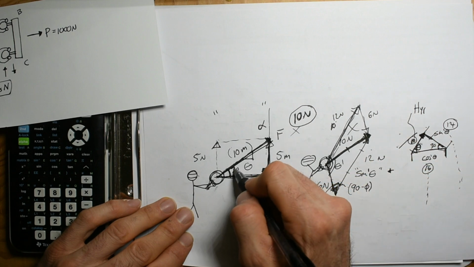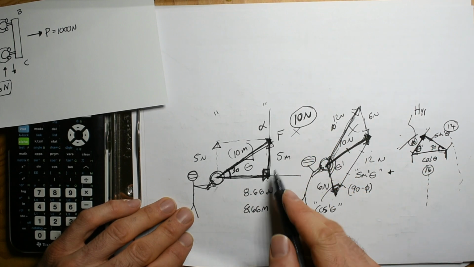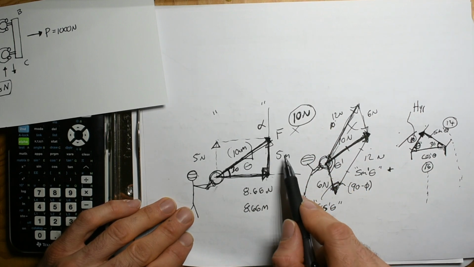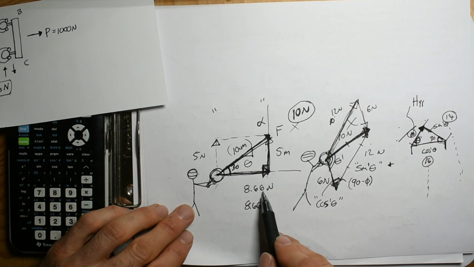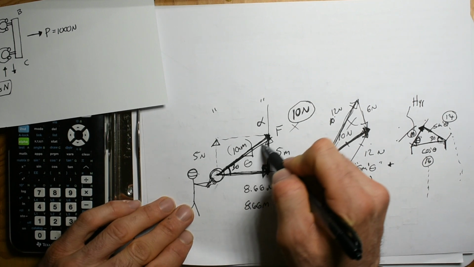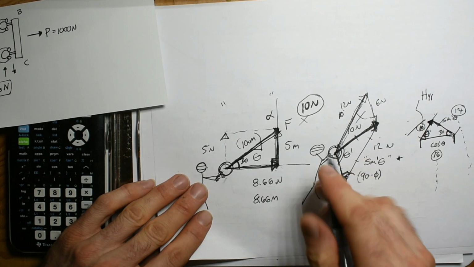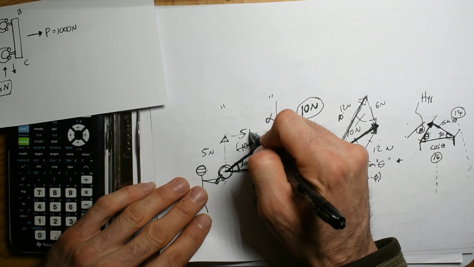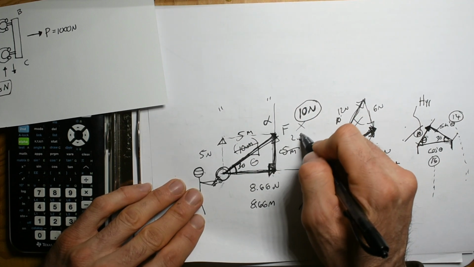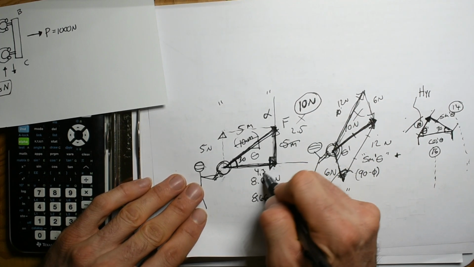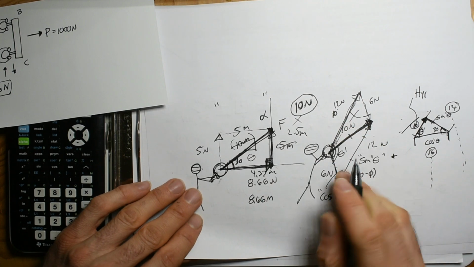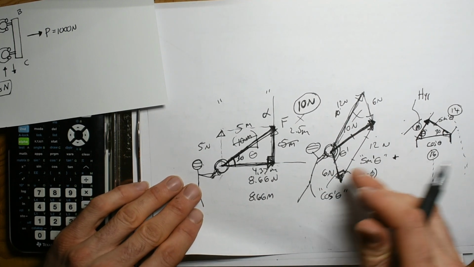So there you go. If this was 30 and it was 10, this component is going to be 5 newtons. This component is going to be 8.6 newtons. If you made a triangle that size, let's make a triangle that's 5 meters. Well, this would be 2.5, and this would be 4.33 meters. And so yeah, that's kind of interesting.